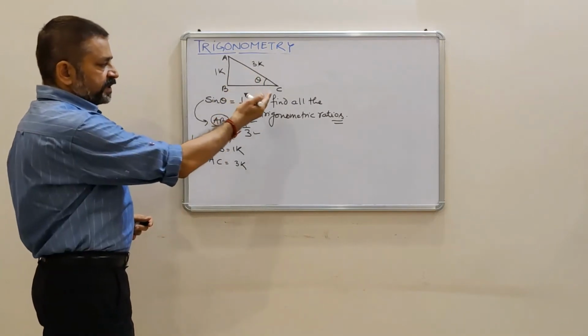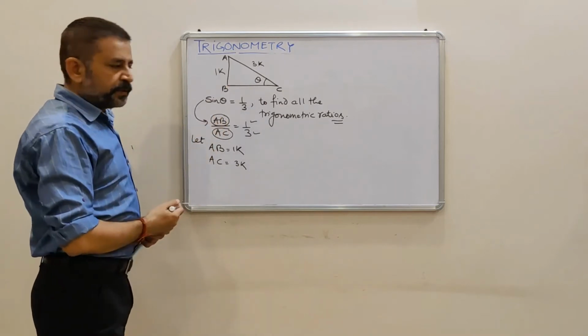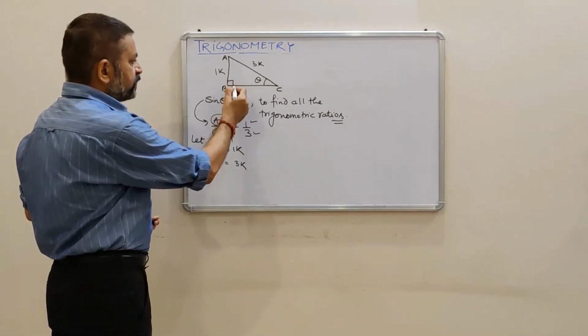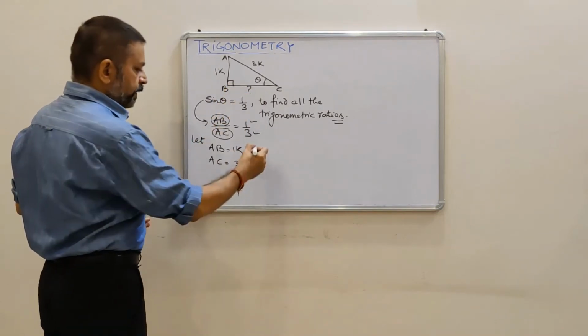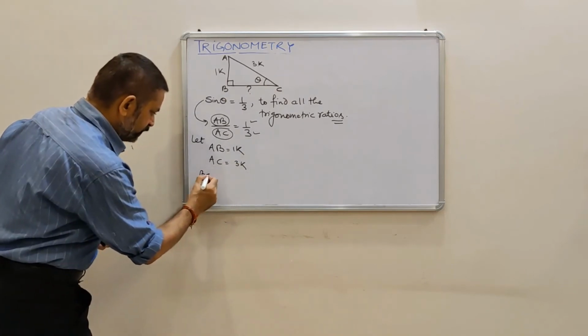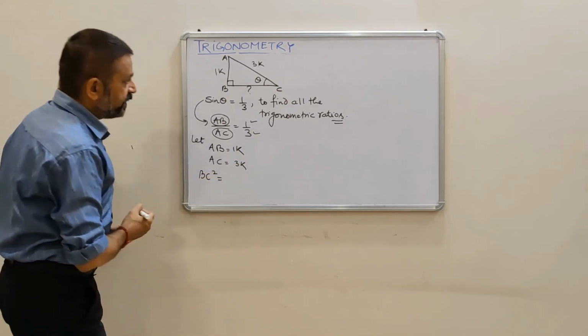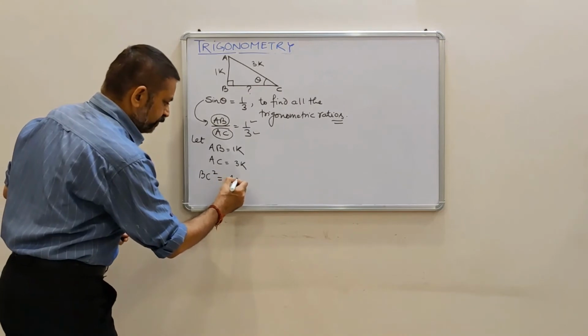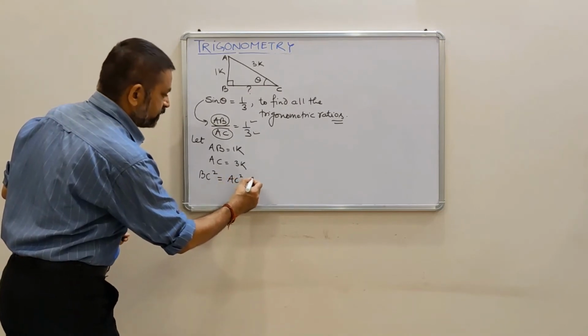Now it's a right angle triangle, so we can apply the Pythagoras theorem. We will find this BC. How to find BC? By using Pythagoras: BC square is equal to AC square minus AB square.